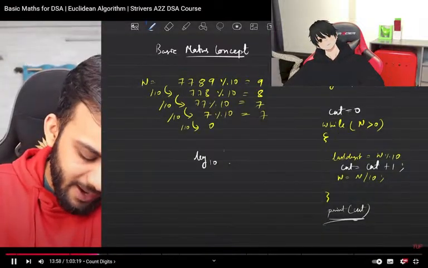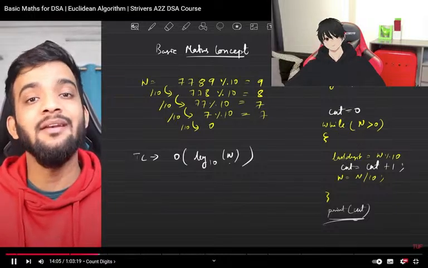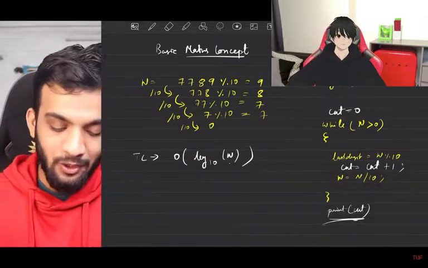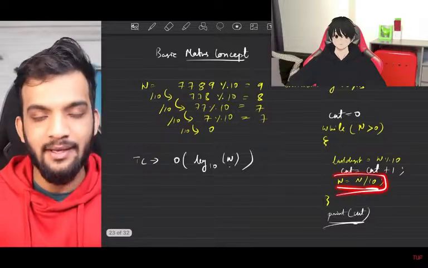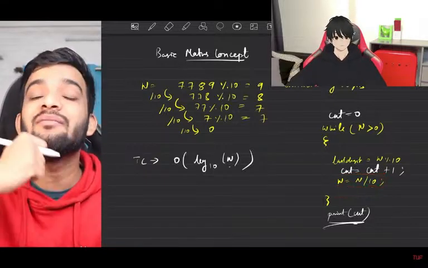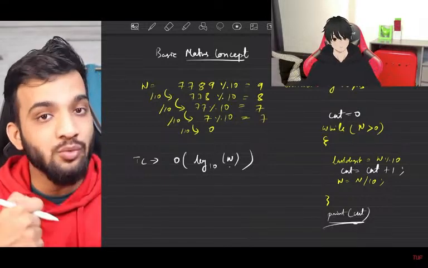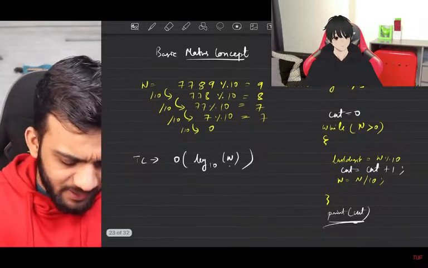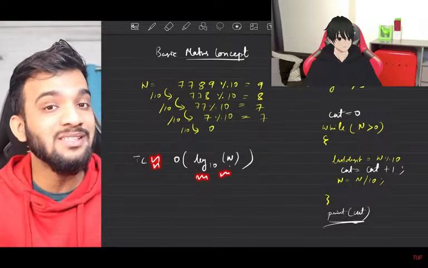Log base 10. Why log base 10 n? The reason was very simple. You saw this is getting divisible by 10. How many times is the loop running? The number of times it is getting divisible by 10. So this is why you will say time complexity is near about log base 10 n.